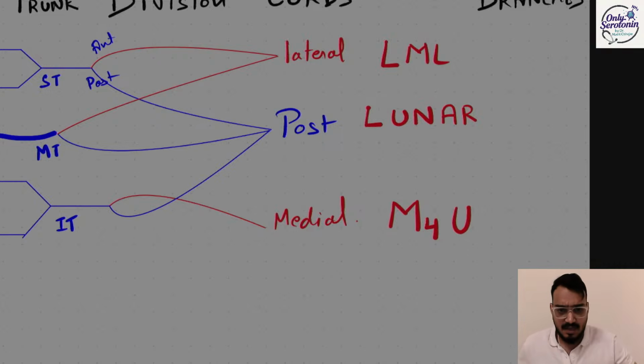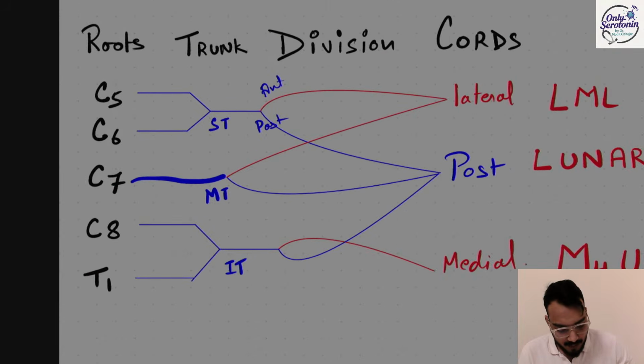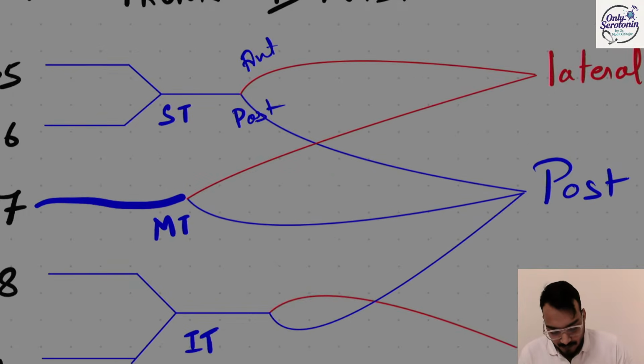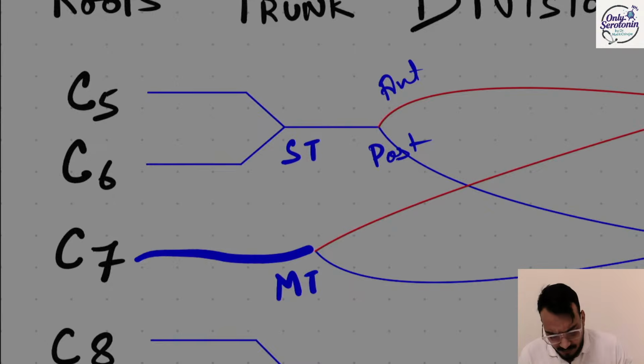We will discuss the branches later, but before that, what we are going to do? We are going to study some extramarital affairs of these roots and the trunks, right? First of all, let's discuss about C5.